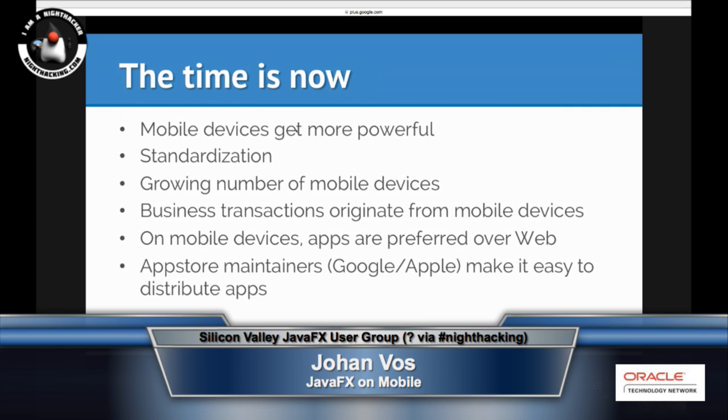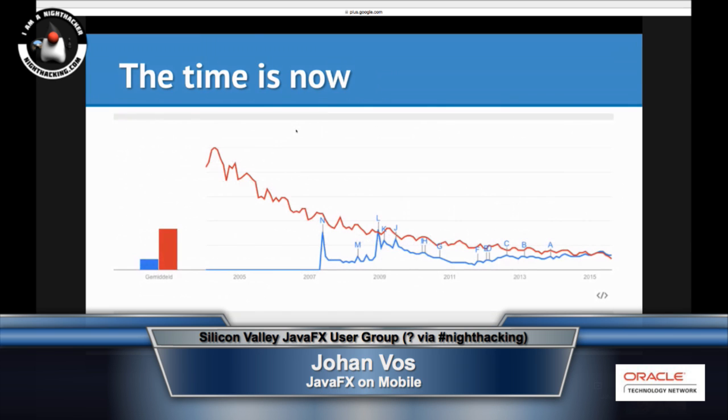Also, there's a growing number of mobile devices. And at this moment, there are already more business transactions originating from a mobile device than transactions coming from a desktop system. And on mobile devices, people are rather using apps, native apps, and not web components. So native applications on mobile devices are extremely valuable, and their value is increasing. So the time is really now to jump on that train. And the App Store maintainers, Google and Apple, make it pretty easy to distribute your applications.